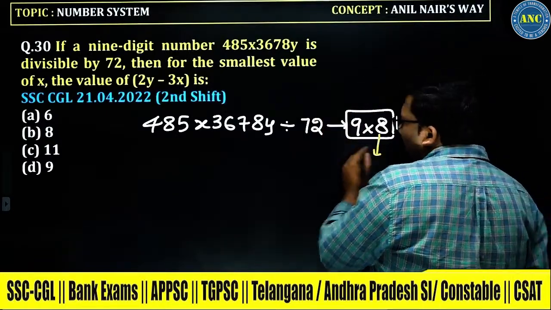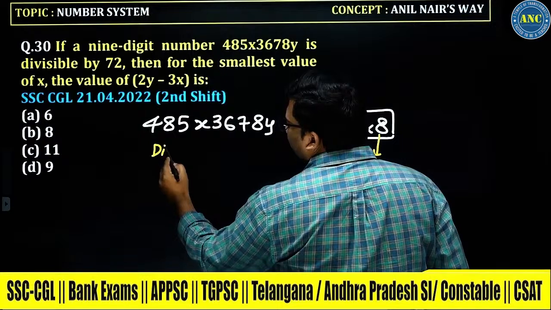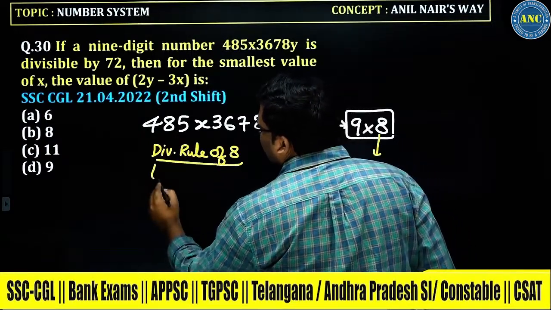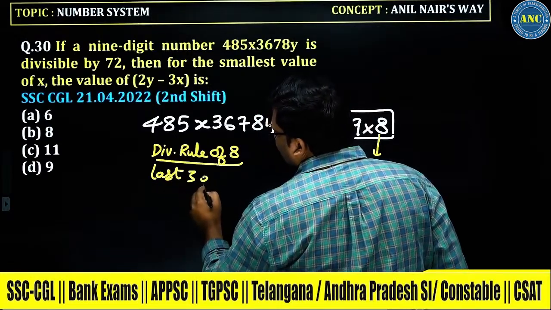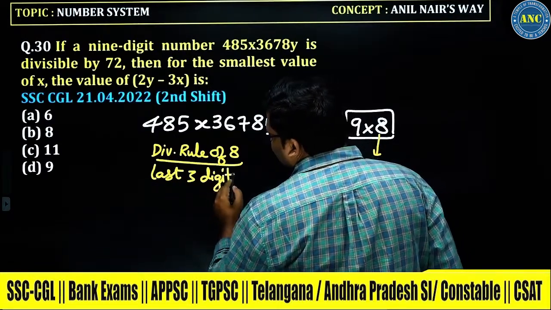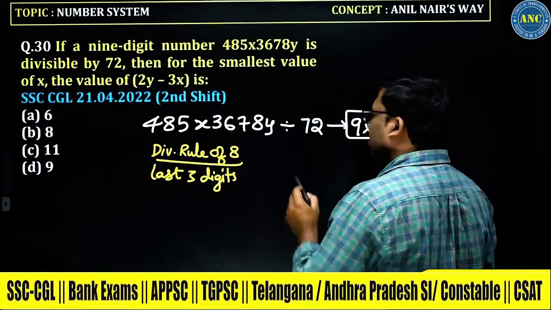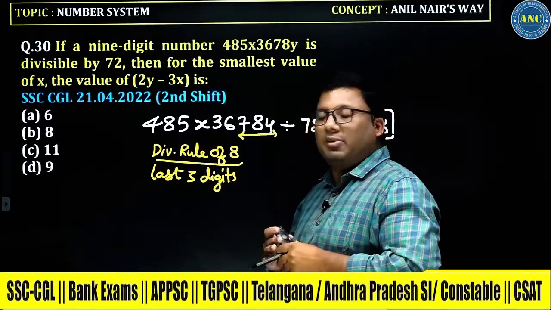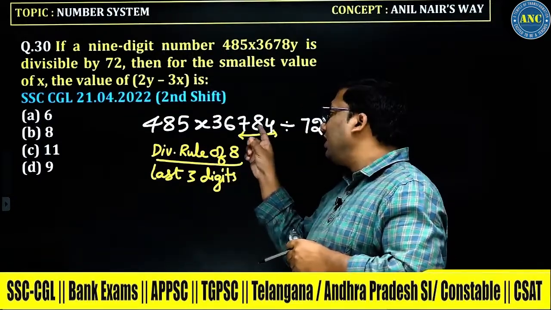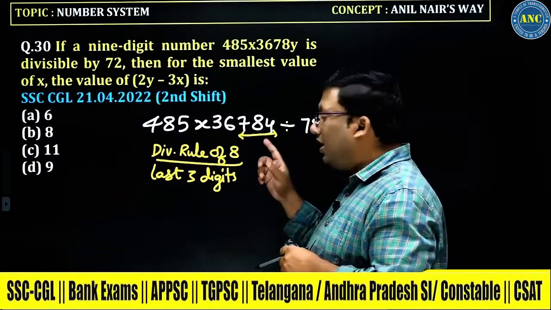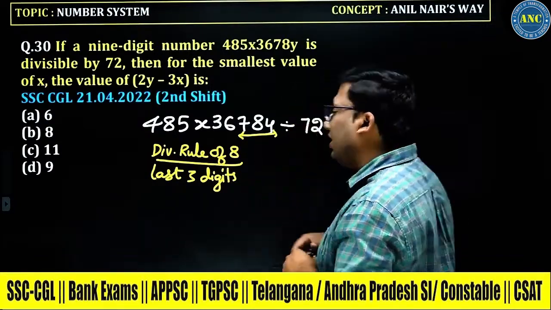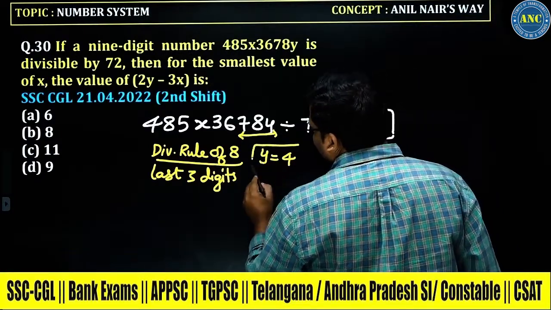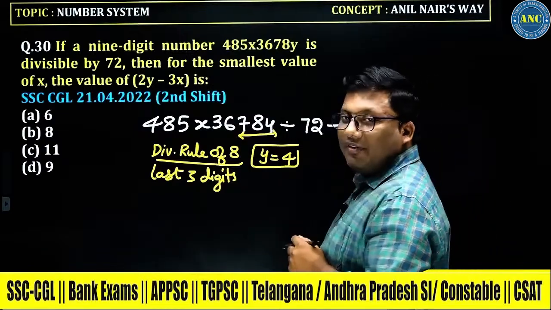Let me first check the divisibility rule of 8. What is the divisibility rule of 8? The last 3 digits should be divisible by 8. What are the last 3 digits? 7, 8, y. For these 3 digits to be divisible by 8, what will be the y value? 8 nines are 72, remaining is 6. 64 is divisible by 8. That means the y value will be 4.